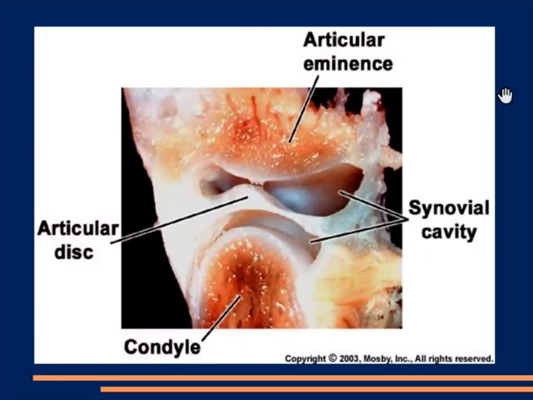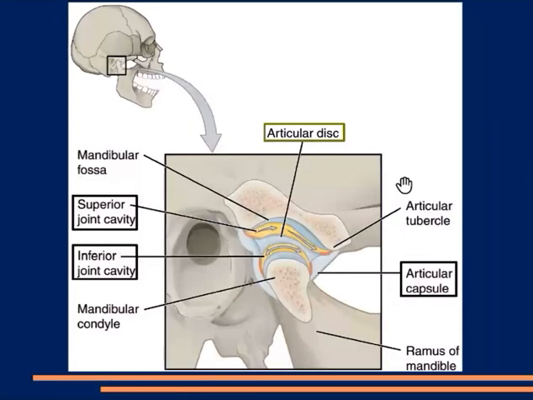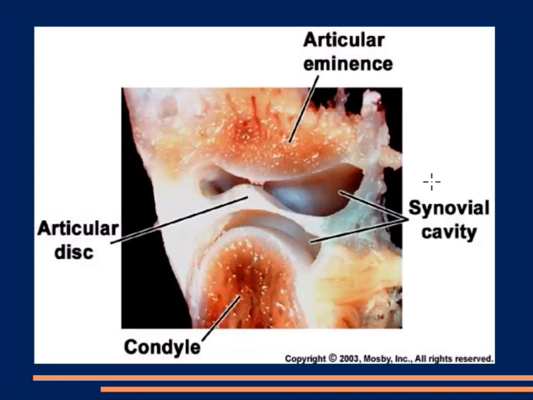This is again the upper articular eminence and the lower condylar head, which articulate together with the mandibular fossa, what we call mandibular fossa or temporal fossa, or glenoid fossa. And this is the articular disc that separates two synovial cavities, upper and lower.